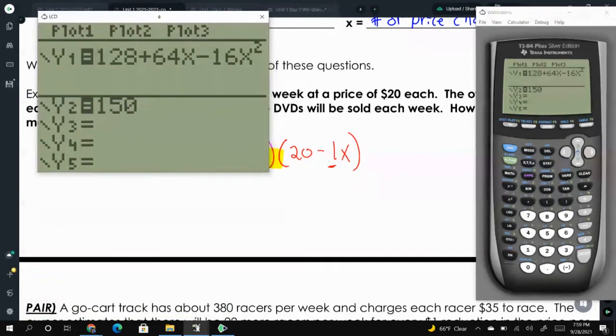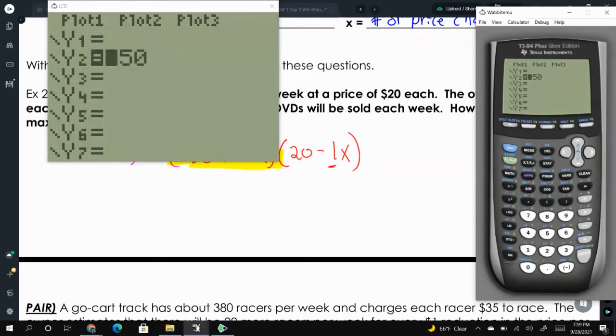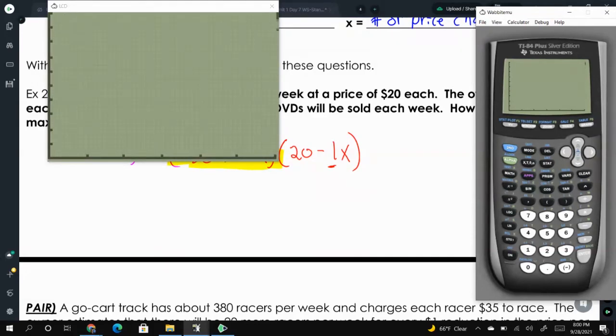Okay, so our first equation is going to be, not the first equation, the first intercept is going to be parentheses 150 plus 25x. And the second parenthesis is going to be 20 minus 1x. And again, you might have to adjust your window. I'm looking here, and I don't see anything.